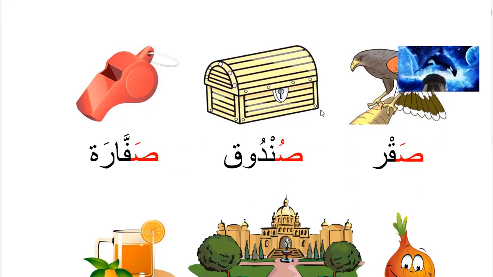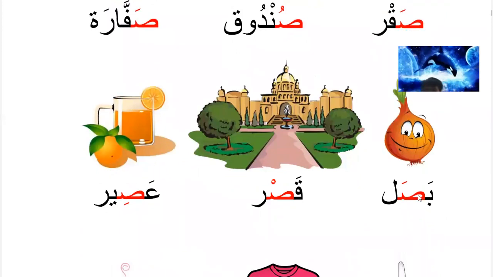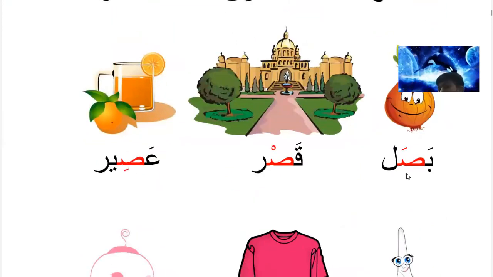Then sunduk. Sunduk, chest, or box. Safara, whistle. Good. Basal, onion. Good. Garlic. Onion.